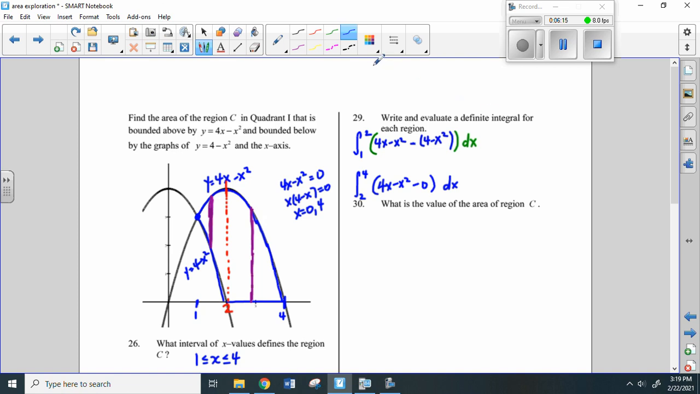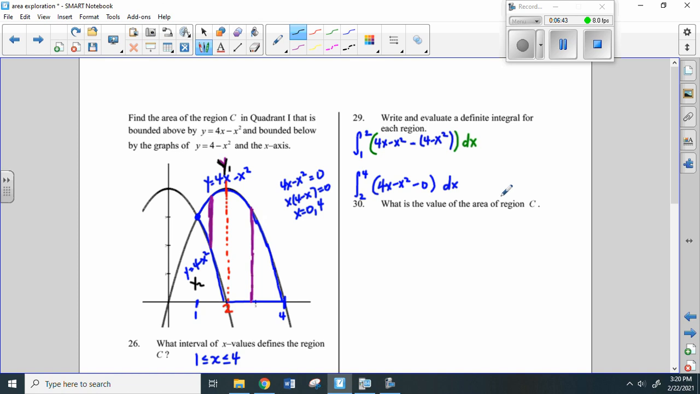Now, remember, we have those things typed in our calculator, so if you remember which is which, as long as you do it right, you can literally refer to them as y1 and y2. But please, please, please remember that I called 4x minus x squared my y1, and then the 4 minus x squared was my y2.